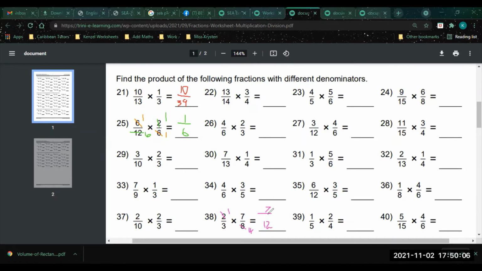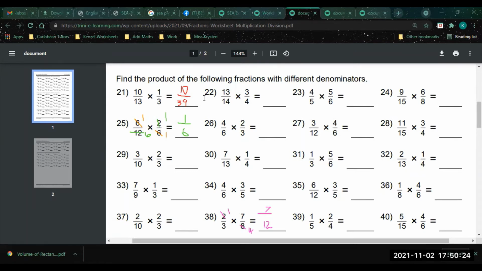Usually, it's also good to look at your top and bottom numbers to make sure that they can't reduce, but because you used the highest common factor here, you won't have anything to reduce. But still, it's always good to double check and see if these two numbers can reduce. So 7 and 12 have nothing in common, so you can't reduce it.